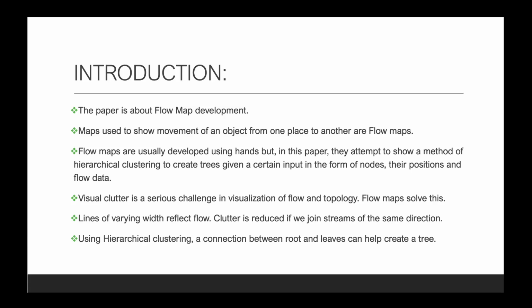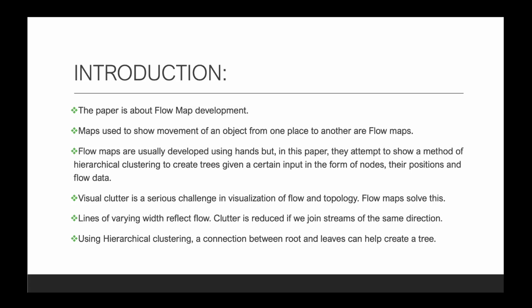Maps used to show movement of an object from one place to another are known as flow maps. Flow maps are usually developed by hand, but in this paper they attempt to show a method of hierarchical clustering to create trees given a certain input in the form of nodes, their position and flow data.